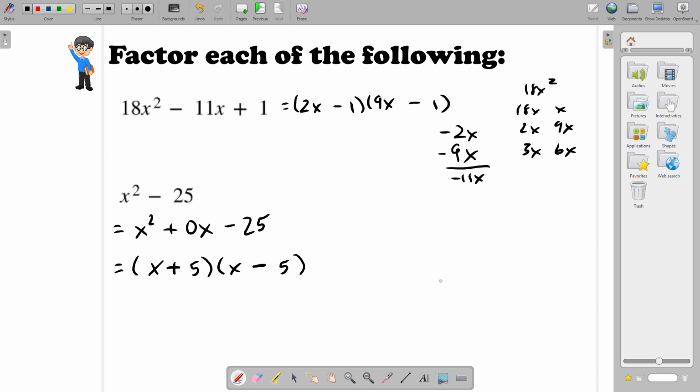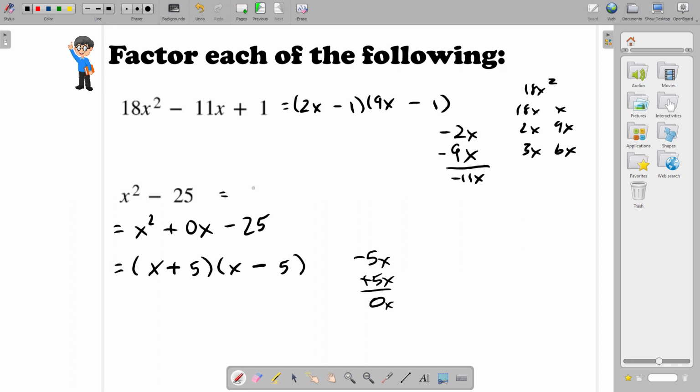X times x is my x squared. X times negative 5 is negative 5x. 5 times x is positive 5x. Those add up to 0x. And 5 times negative 5 is negative 25.